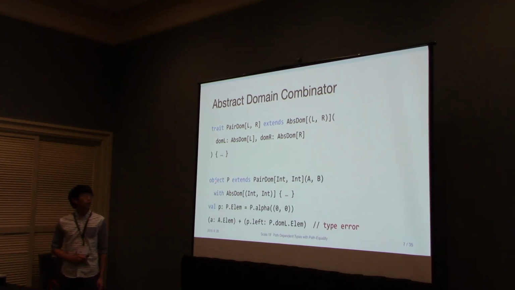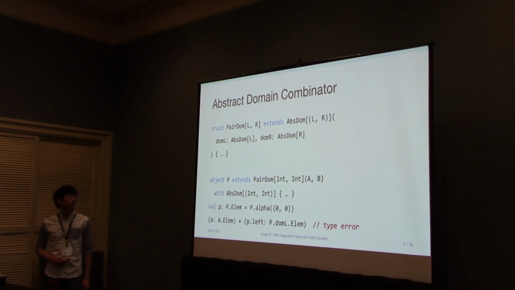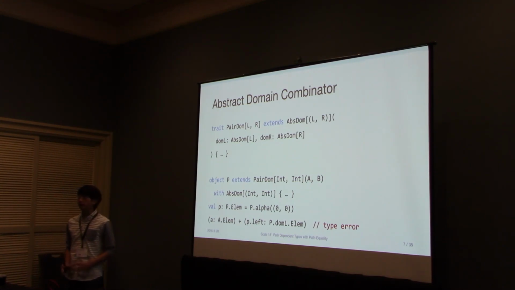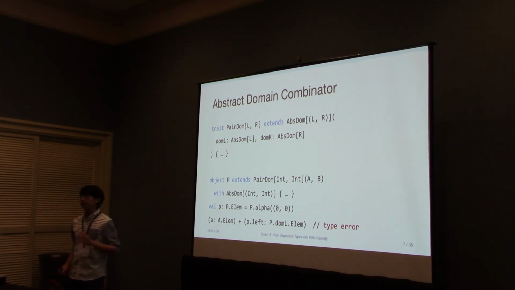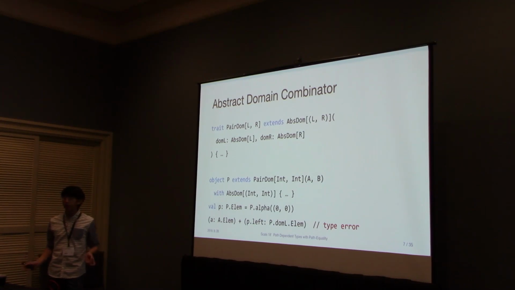Now we define P, a pair of A and B, by extending PairDom. Then P.domL and A are exactly the same domain. It means P.domL.Elem and A.Elem denote exactly the same type. However, we cannot use that fact. So let's see.